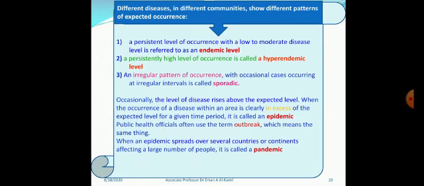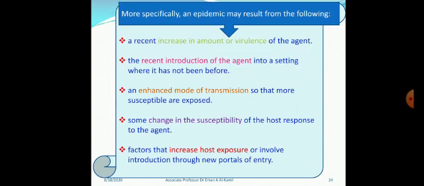So different diseases in different communities show different patterns of expected occurrence. The persistent existence of a disease in a certain place is called the endemic level. If there is a high occurrence or high existence of the disease, it's called hyperendemic. We have examples of that. But an irregular pattern of occurrence, or occasional cases of certain diseases, is called sporadic. If cases occur at a certain time in excess of what is expected, it's called an epidemic. A small epidemic is called an outbreak. A global epidemic is called a pandemic. We have already discussed these terms before.